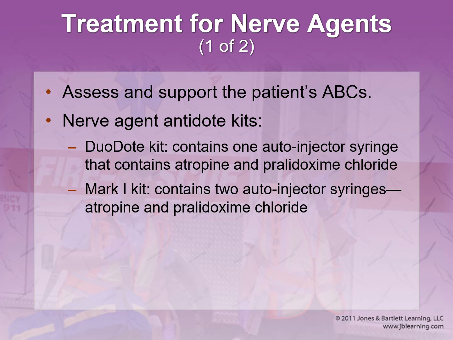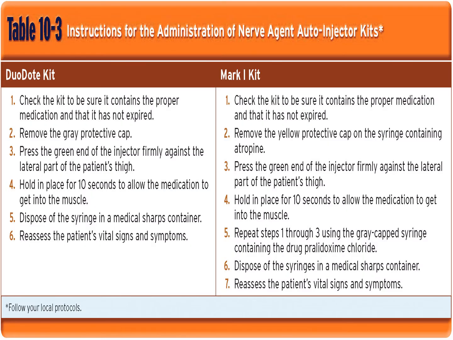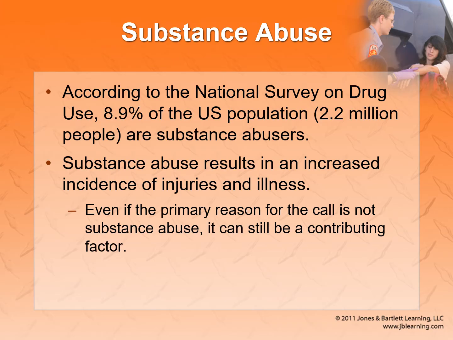Now, just like the EpiPen, same idea, except it's different drugs. We want to support the ABCs, but then we can hit them with two of these, DuoDote or Mark 1. They're basically the same. It's drugs that help counter the effects of the nerve agent poisoning. And we want to reduce these symptoms and get them to a hospital and then help them climb out of that poisoning. So a weird looking slide, but there's just the instructions. It's pretty much just like the EpiPen, right? Stab it in the leg, give it 10 seconds, monitor the patient.